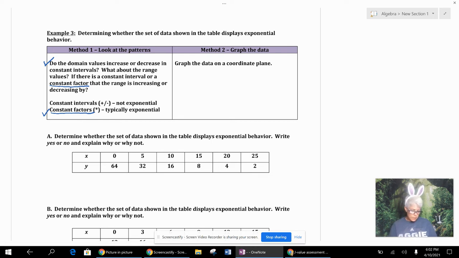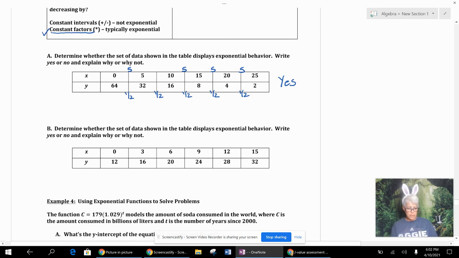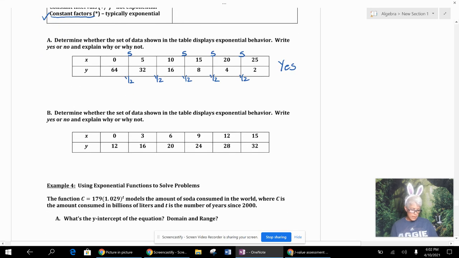So let's look at this first example. I can see that this is going up by 5, constant. But if I look down below, -32, -30, that doesn't work. But there's a constant factor of 1/2. So if that's what I see, then yes, it is exponential. It was pretty quick to look at and see. And we did a little bit of this at the beginning of the year also. Let's look at the next one.